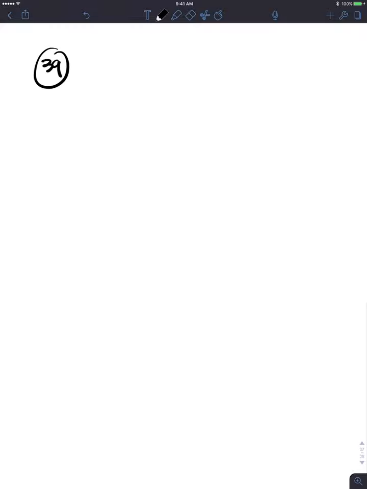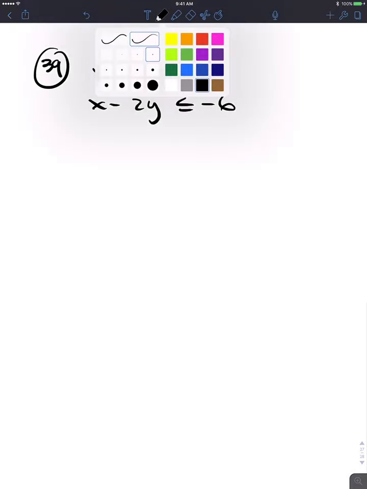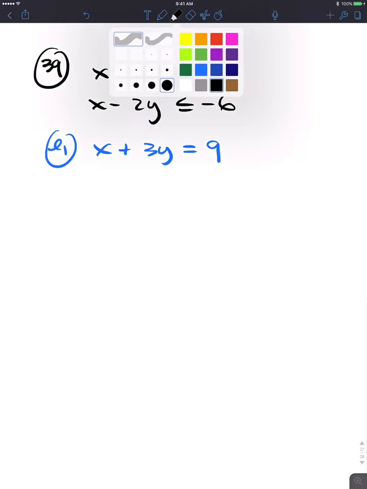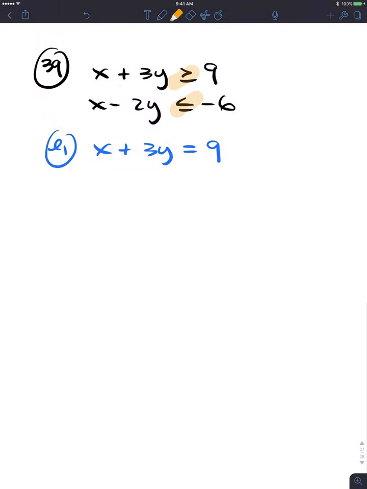Number 39, we have x plus 3y greater than or equal to 9, and then we have x minus 2y less than or equal to negative 6. Let's focus on the equations. x plus 3y equals 9. Now when we graph this, we are going to graph a solid line for both, but we're going to have to determine what each line is. So let's solve for y.